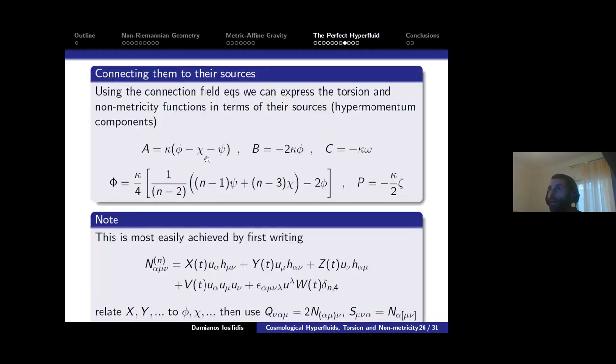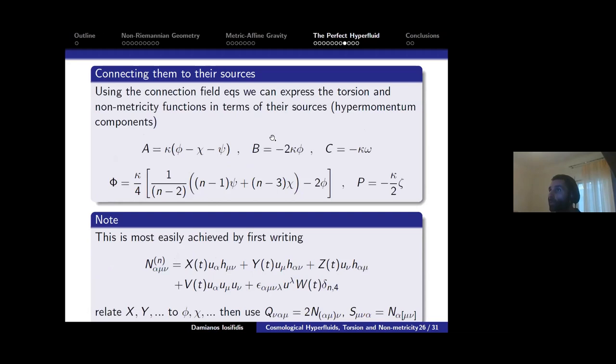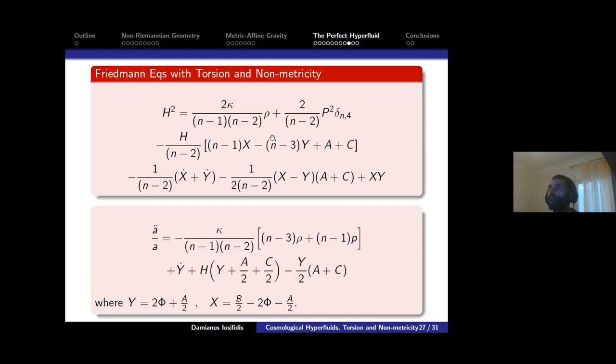So we now have the relation between the sources and the geometry, which is torsion non-metricity. And if we now go back to the metric field equations and take the components, then we can find the modified Friedmann equations in the presence of torsion non-metricity. So they look like this. The classical, let's say, is this one only. So we see that we get quite some contributions coming from torsion non-metricity.